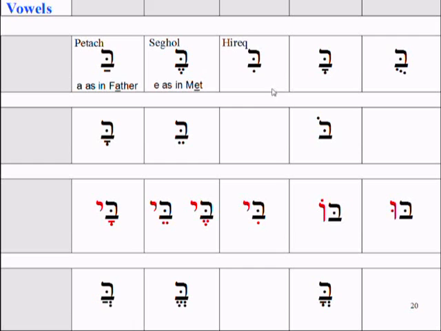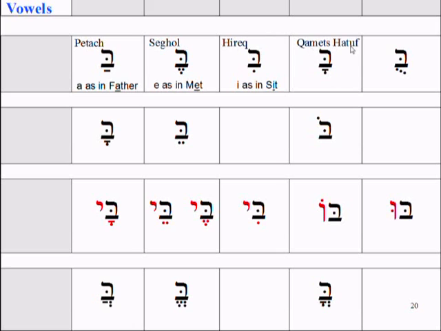The next vowel is called a chirik, or hirik, as it's transliterated in English. And it's an ee sound. It's an I, as in sit. So here we have ba, be, and bi.